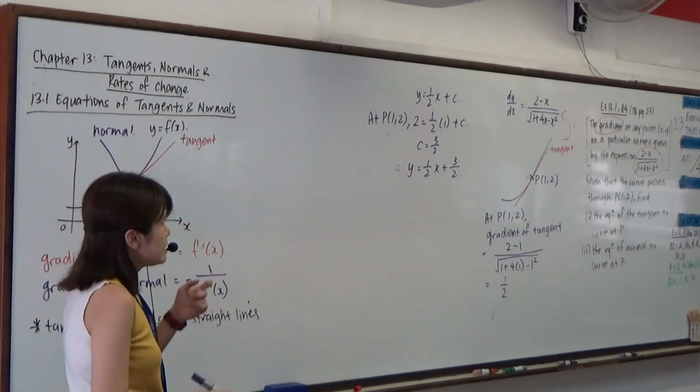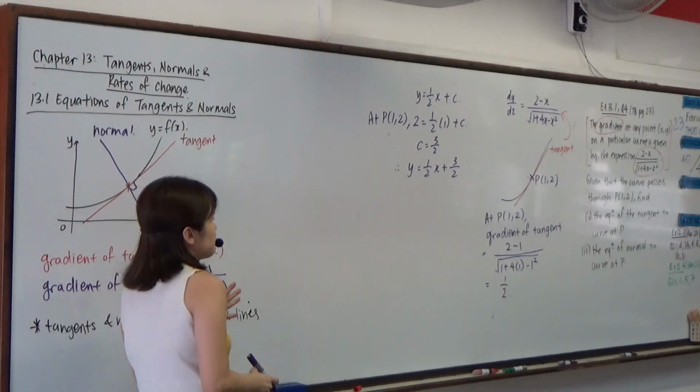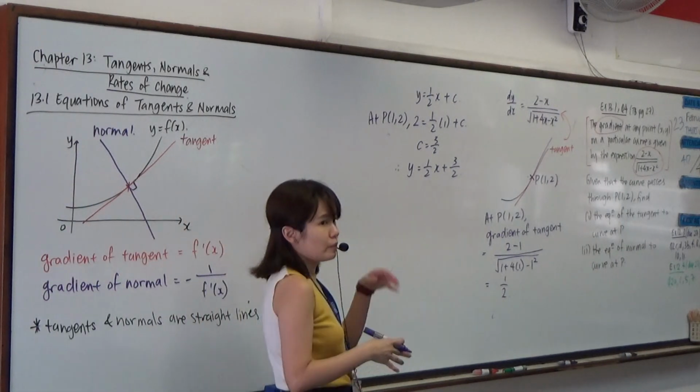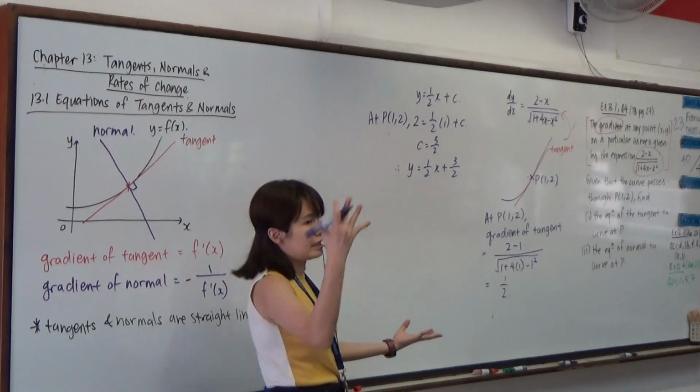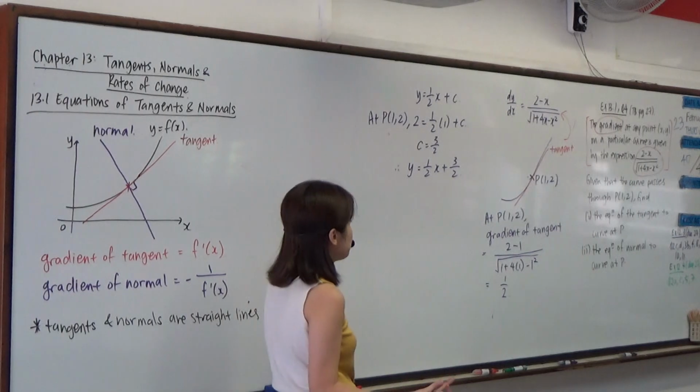So with the questions that we're doing so far, whenever we find the equation of tangent or equation of normal, we always need the gradient and also 1 point, so that we can form our y equals mx plus c.